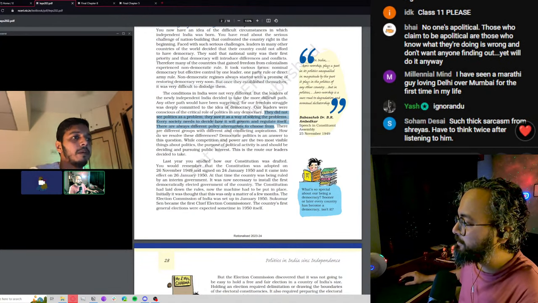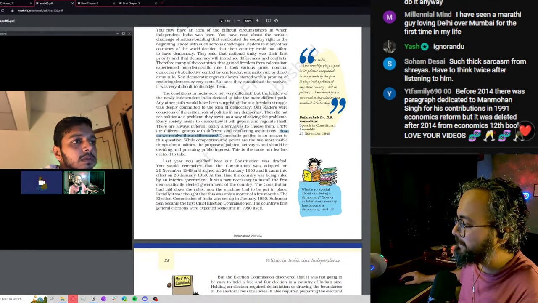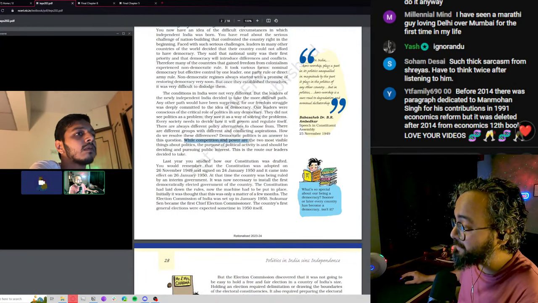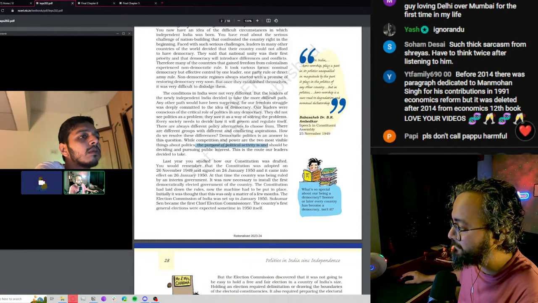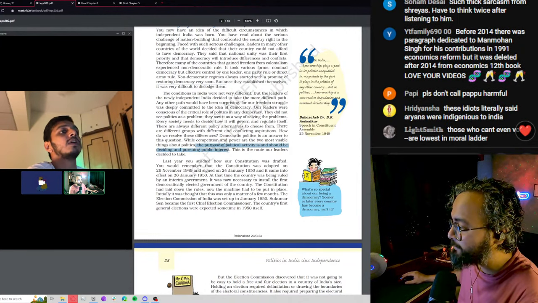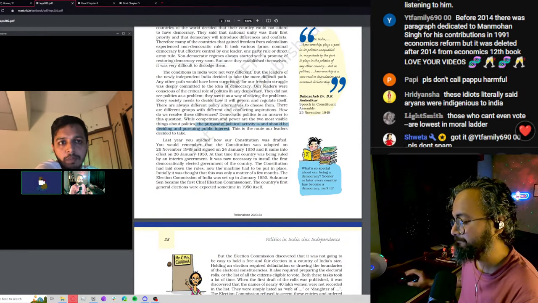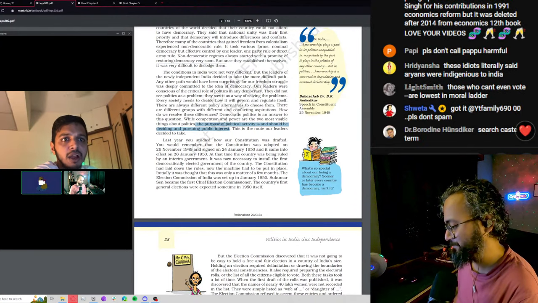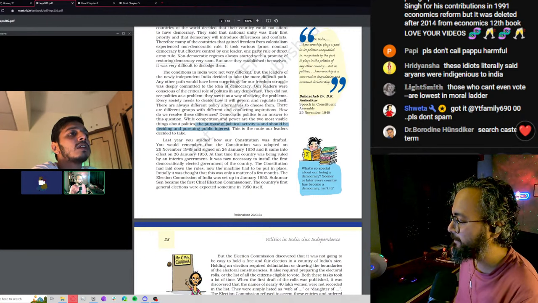There are different groups with different and conflicting aspirations. How do we resolve these differences? Democratic politics is an answer to this question. While competition and power are the two most visible things about politics, the purpose of political activity is and should be deciding and pursuing public interest. Correct. I mean, let's define who the public is. The public is members of the majority political party. As long as that's there, I think it's bang on. Absolutely. Public interest should be majority.